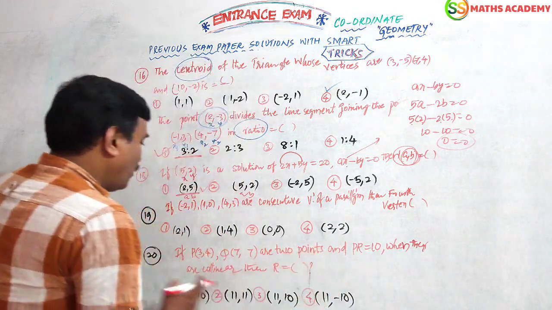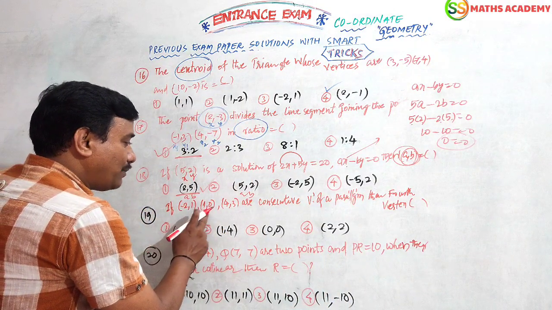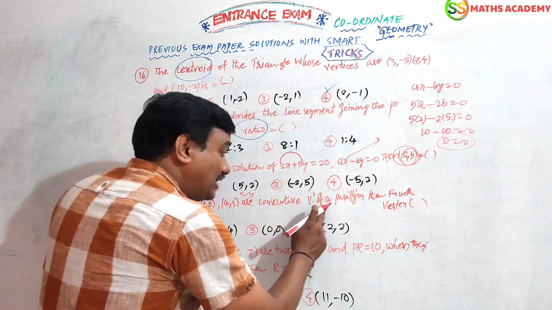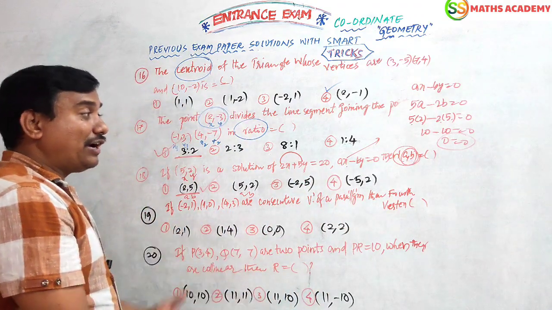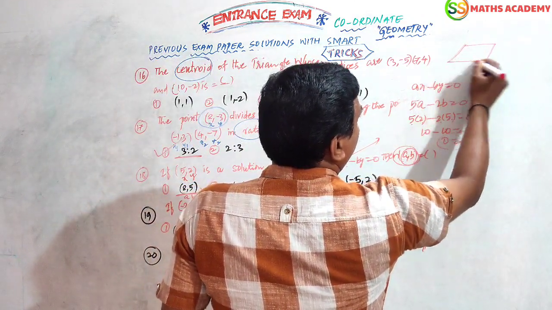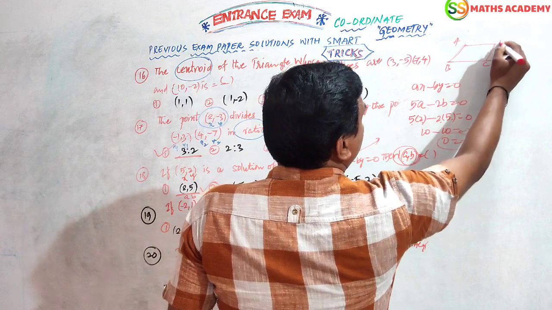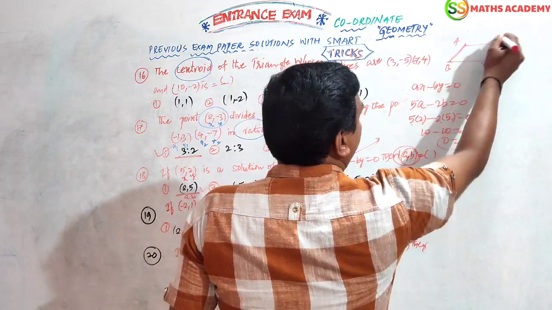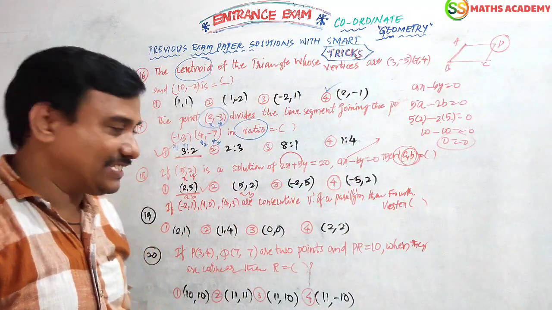Okay. Now, if (-2, 1), (1, 0), (4, 3) are consecutive vertices of a parallelogram, then find the fourth vertex. This is our parallelogram ABCD. Here A is given, B given, C given. Find D, it is asking for the fourth vertex.